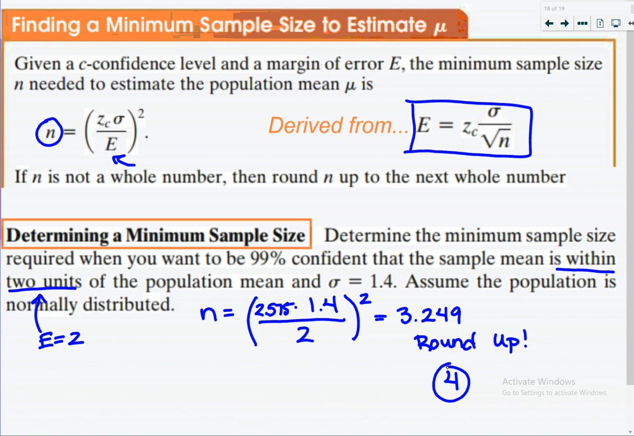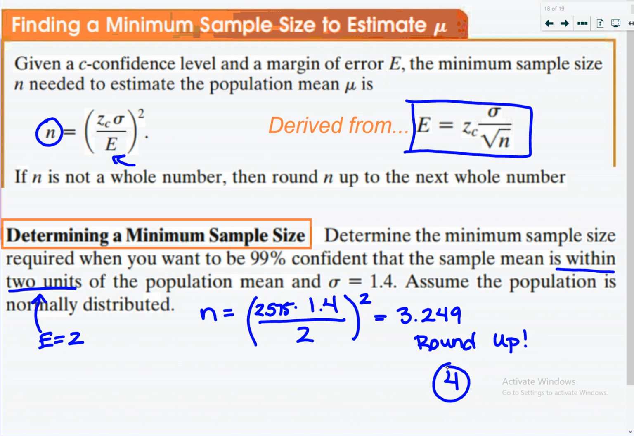Yes? Where did you get the 2.575? On your z-score chart, look at the very bottom where it says critical value, level of confidence. The 99% one right next to it is that 2.575. If it wasn't on here, you do what we did in that other problem where you draw the curve and shade what's in the middle.